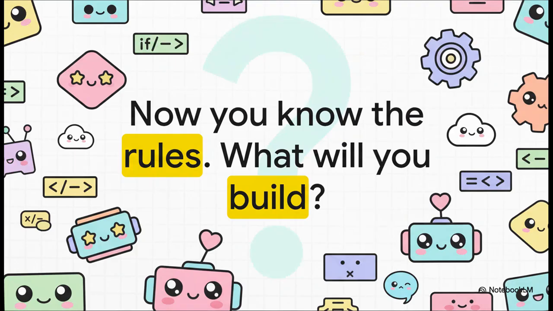So there you have it. You now have the fundamental tools to make your code think, to make it react, and to make it choose. You can now build things that aren't just simple lists of instructions, but are actually dynamic, responsive systems. So the next time you use an app, try to spot those moments of decision, because now you know exactly how they work. You have the power to build them yourself. So, what will you create?